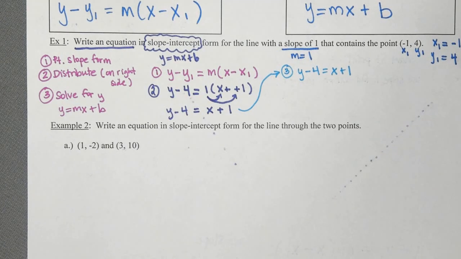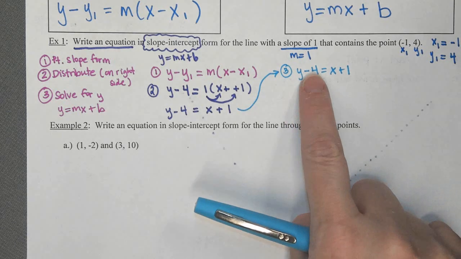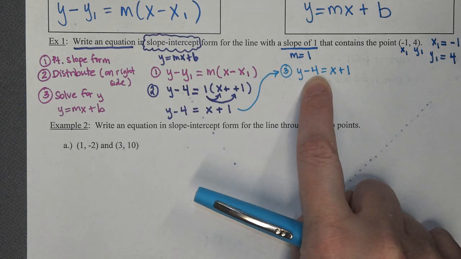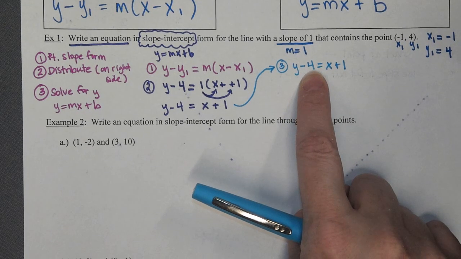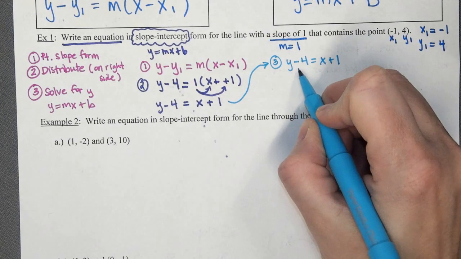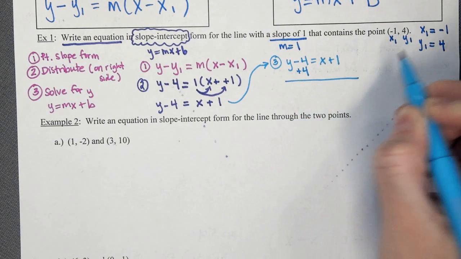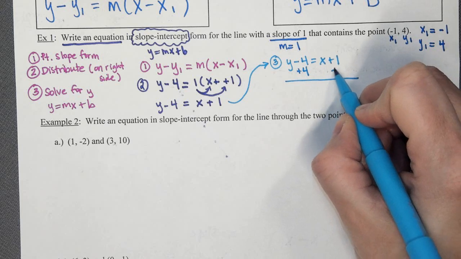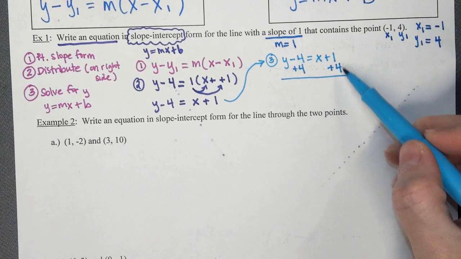Okay, so what is next to the y? Yep, and more specifically? Negative 4. Okay, so to move a negative over, you have to do what? Yeah, good. Okay, so you're going to add 4 to both sides. Now, when you're adding 4, I'm going to put it underneath the 1.